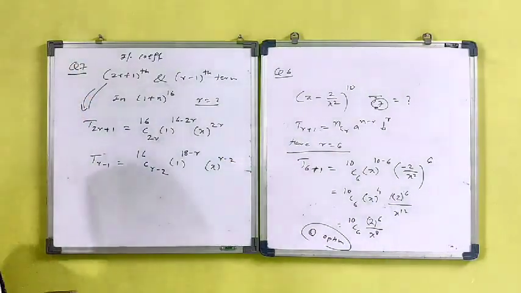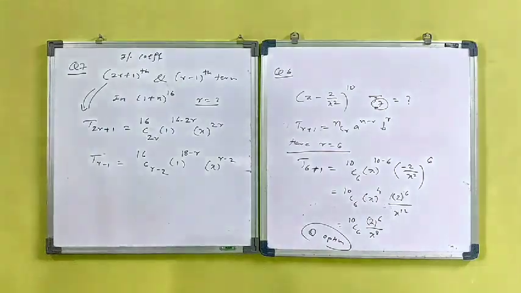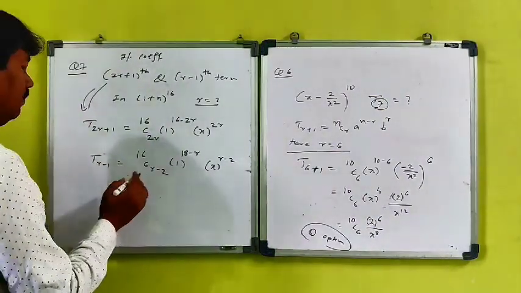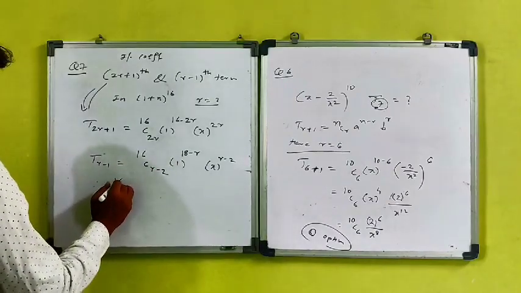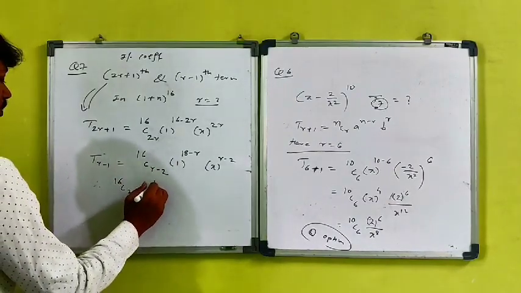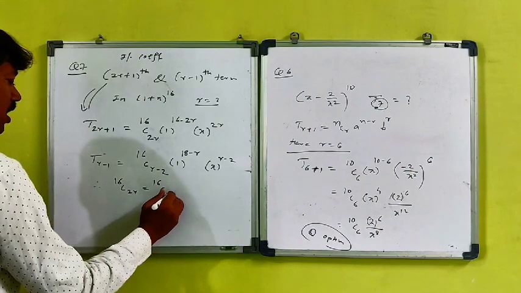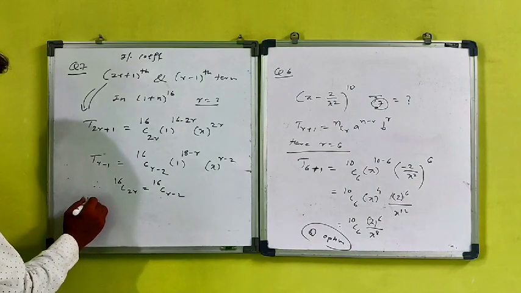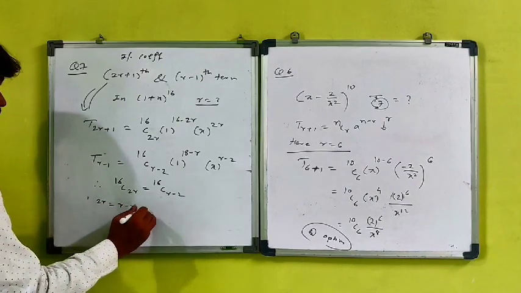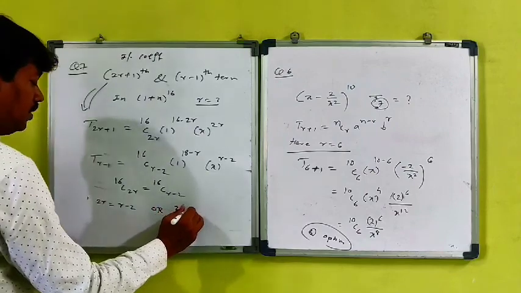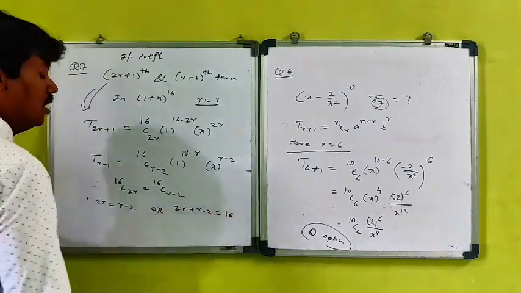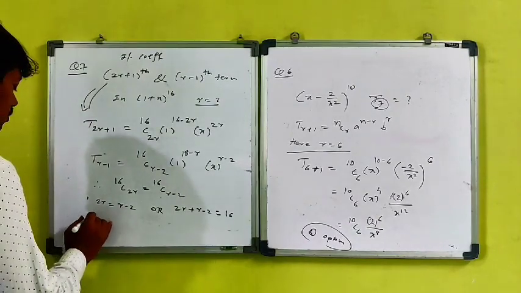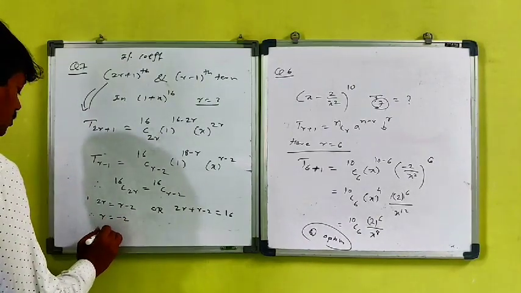So now the coefficients are equal. So what is the coefficient in this? If the coefficients are equal in this, so this is a 1, so there is no problem. Therefore, given condition 16C(2r) should be equal to 16C(r minus 2), and that can be done. That is, there are two possibilities when 2r should be equal to r minus 2, or 2r plus r minus 2 should be equal to what? 16. So this possibility will give you r equal to minus 2, not possible.